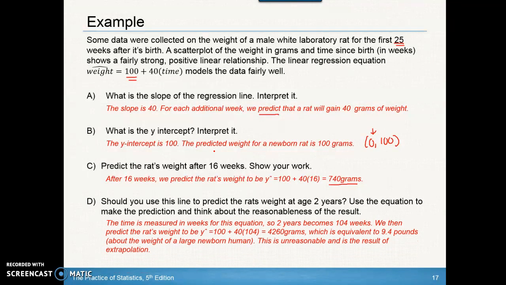All right, so what did you do? The time measured is in weeks, so make sure that you have 2 years becomes 104 weeks, or 52 times 2. Then when you put that in, you get 4,260 grams, which is 9.4 pounds. That is a big rat. That is huge. It's like a city rat, okay? That's about the weight of a large newborn human. So this is totally unreasonable because of extrapolation.